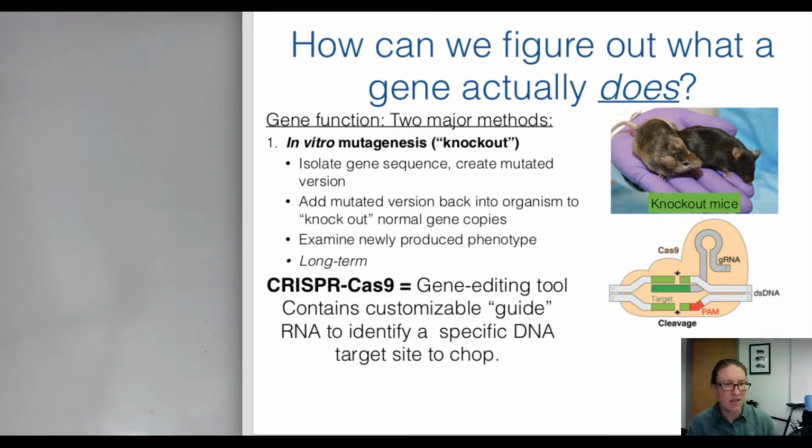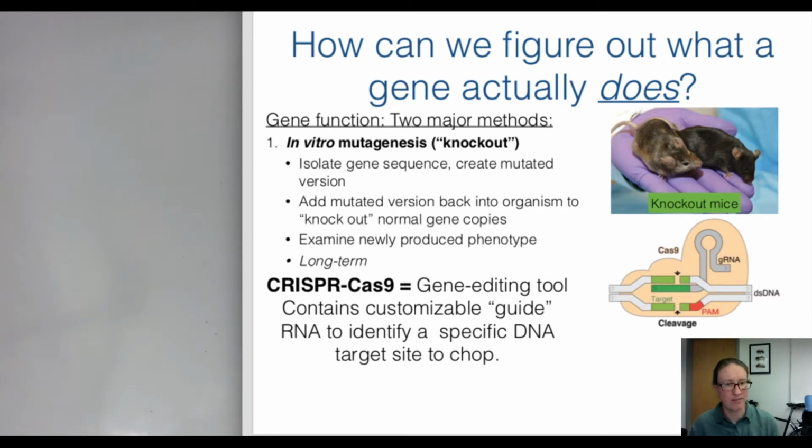The first method is referred to as in vitro mutagenesis. It's also known as creating a knockout mutation. The way this works is you first figure out what the gene sequence is that you're interested in, and then you create a mutated version of that gene sequence. And then you use one of a range of tricks to add that mutated version back into the organism that you're interested in studying to knock out the normal copy of that gene. So you're replacing a functional copy with a non-functional copy directly.